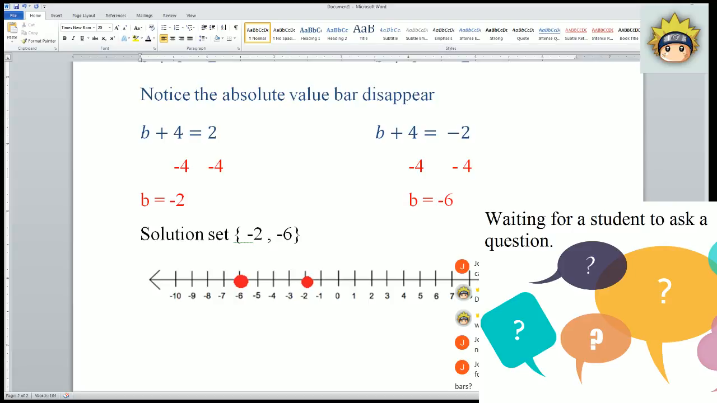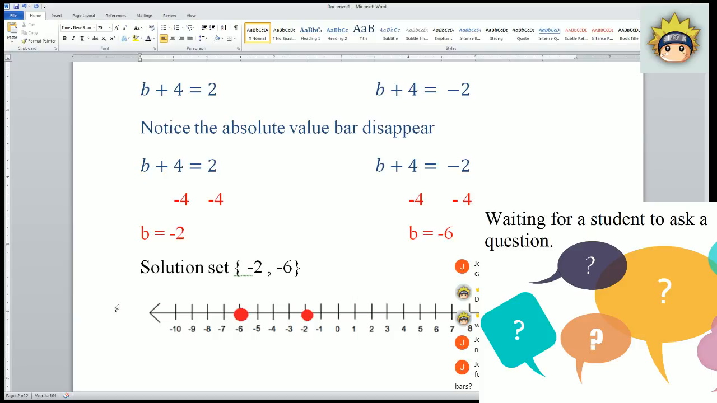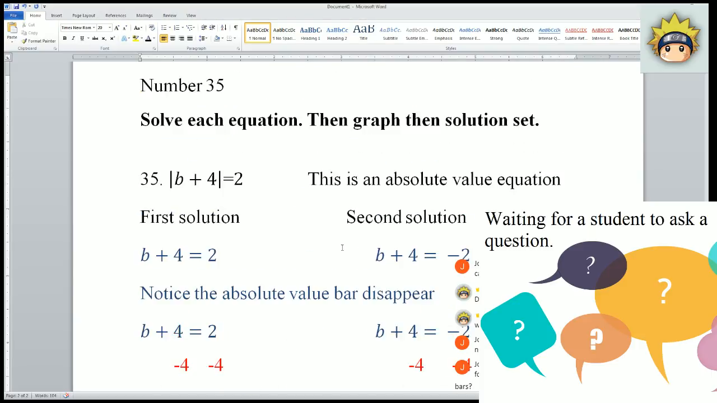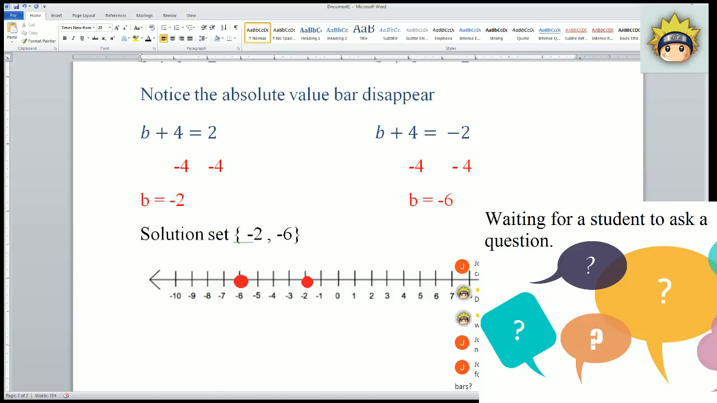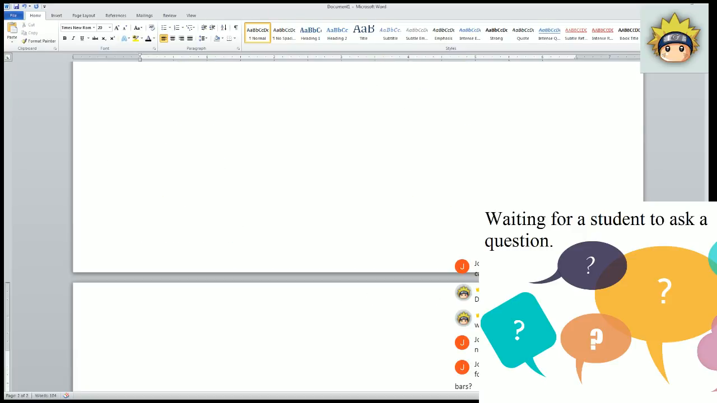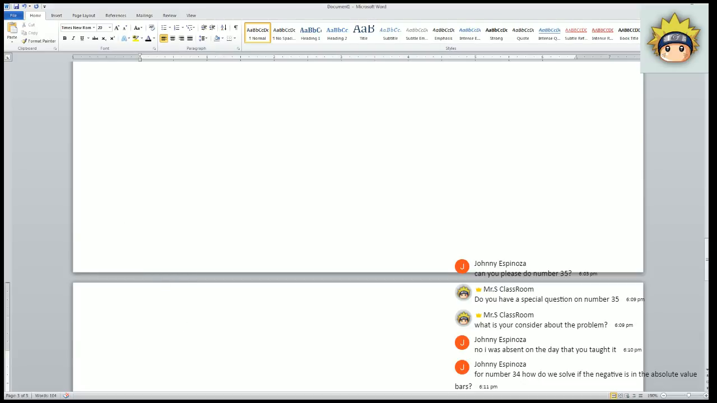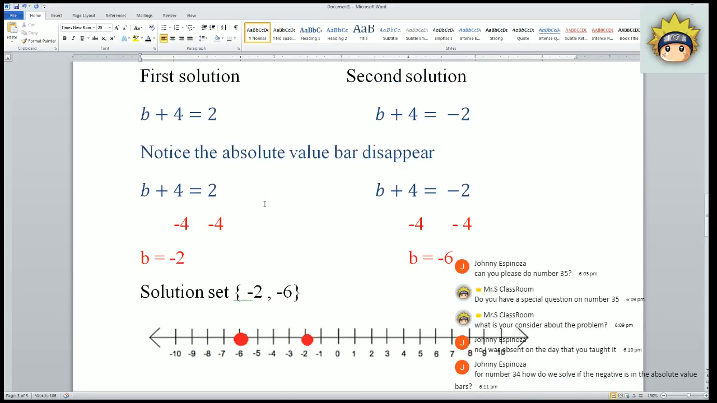For number 34, if the negative is in the absolute value bar, how do we solve it? Well, okay, that's a very good question for 34. Let's go there. All right, let me just bring up 34, okay? 34, you have this question.